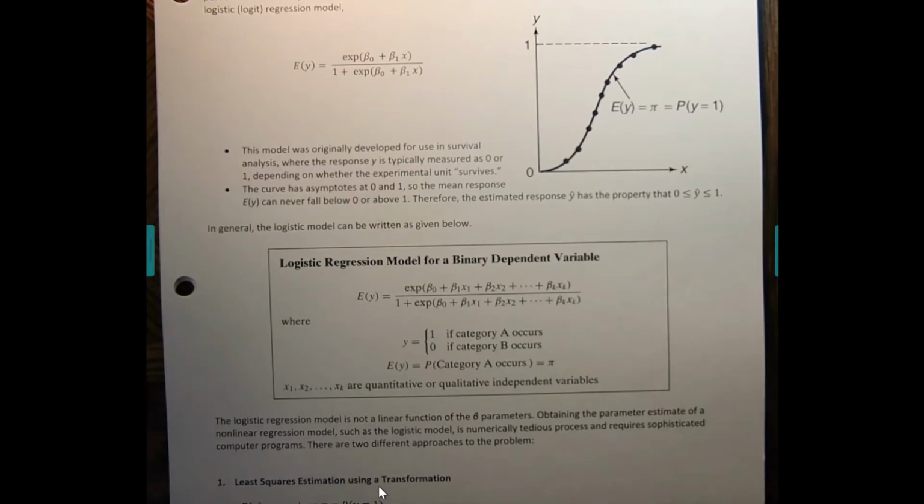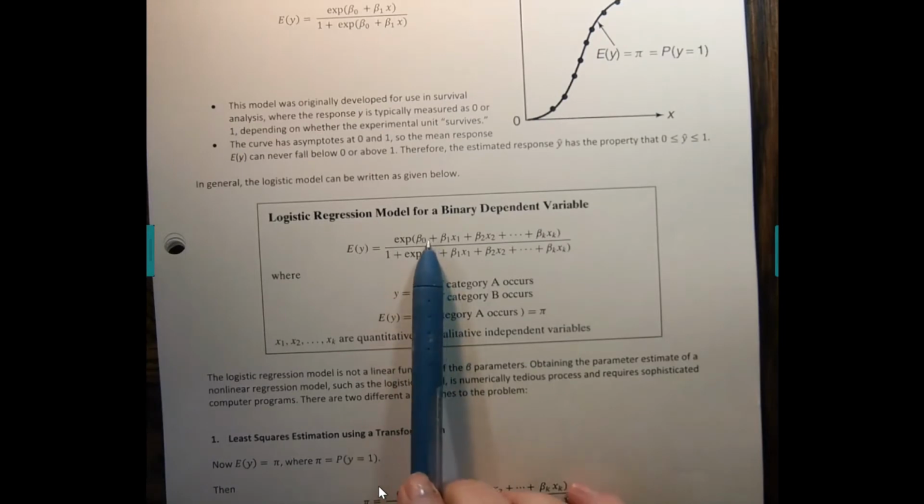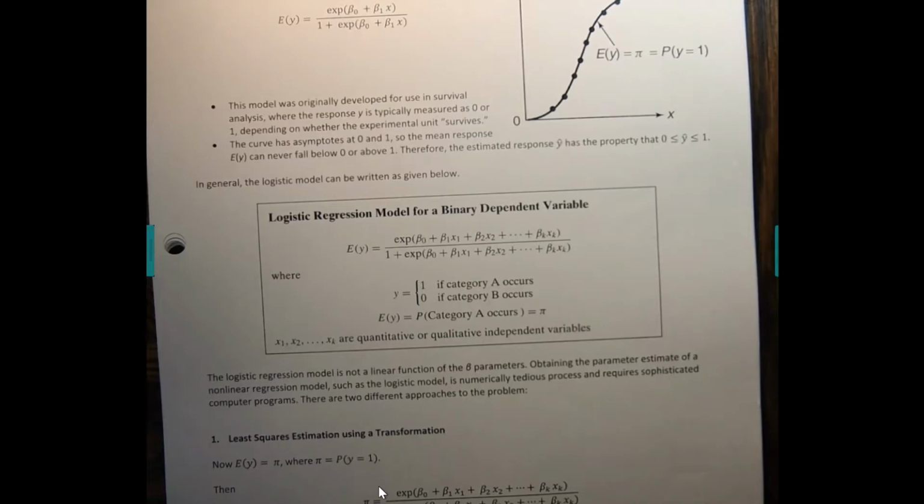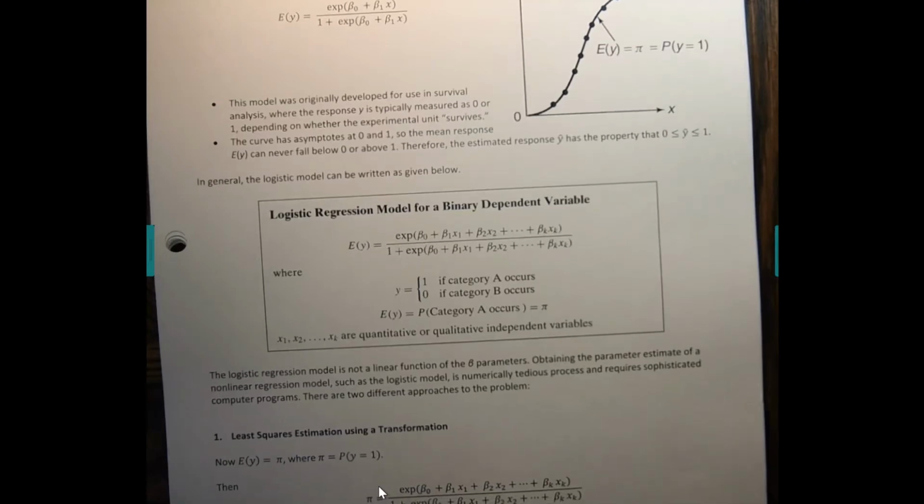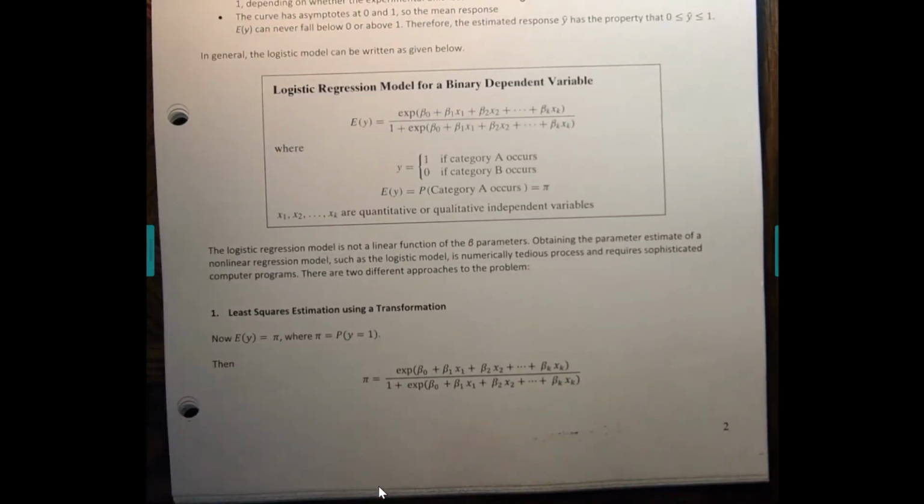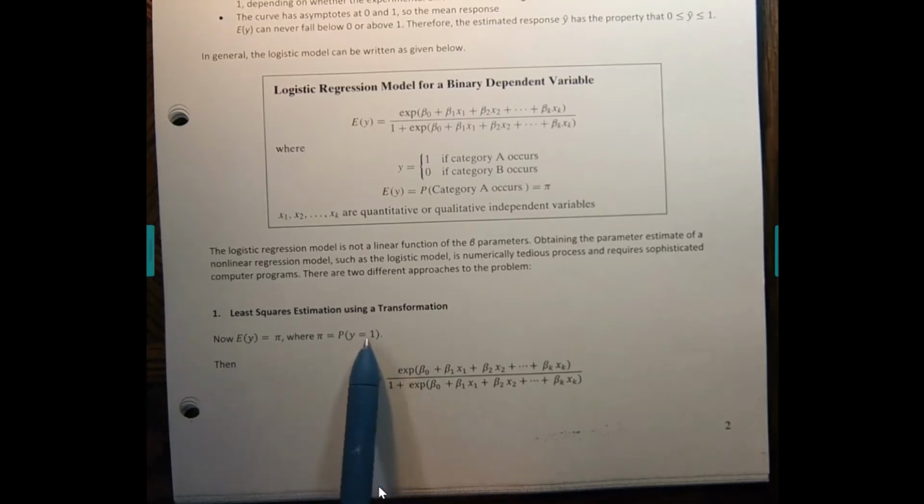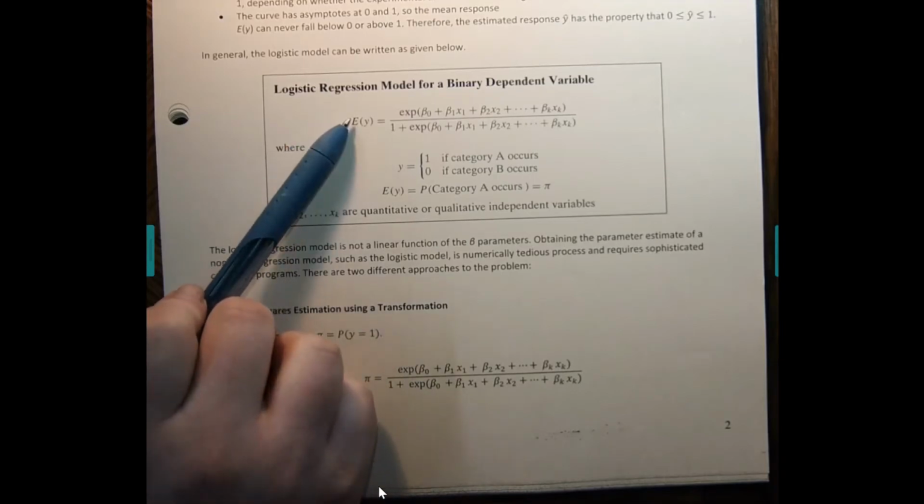The logistic regression model is not a linear function of the betas, because we're taking a function of the different betas. Obtaining the parameter estimates of this regression model is numerically tedious and requires sophisticated computer programs. We're going to look at two general approaches you can do on the computer; we're obviously not going to do any of these by hand. The first is called least squares estimation using transformation. Here the expected value of Y is equal to pi, where pi is that probability. All we're doing for this line is substituting pi in for the expected value of Y up here.